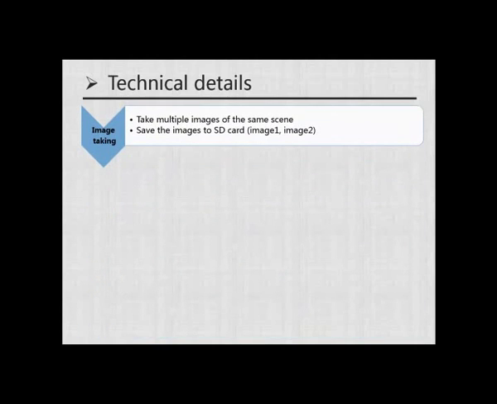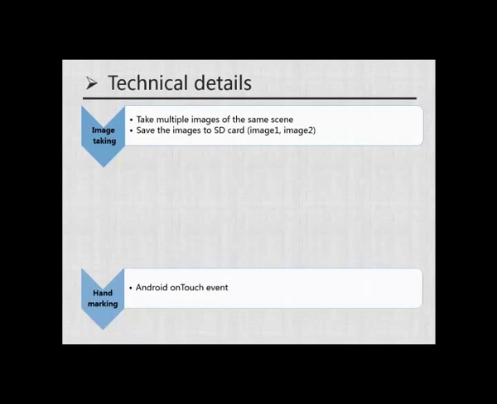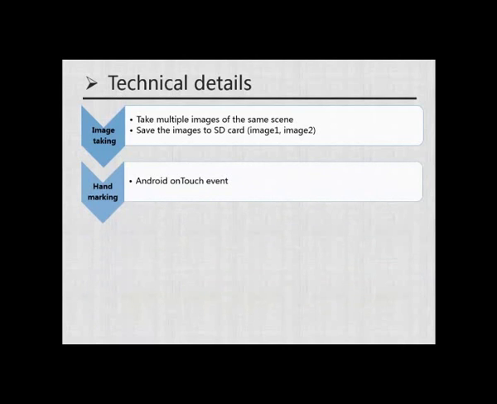The technical details mainly include four steps. First, we take multiple images of the same thing and save them to the SD card. We could denote the images as image 1 and image 2. The second step is handmarking, which is based on Android onTouch events.